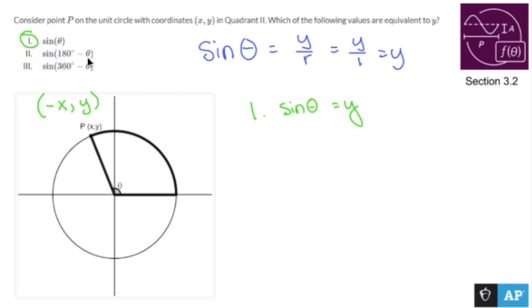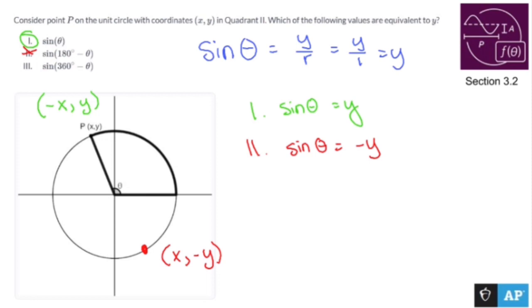Now let's take a look at concern number 2. Sine 180 minus theta. 180 is a half spin around the circle. So 180 minus theta has me taking this point and spinning it over here somewhere, give or take. This point is now a positive x, negative y. So issue number 2, sine theta is going to be a negative y value, which means 2 is no good because we want just a regular y.